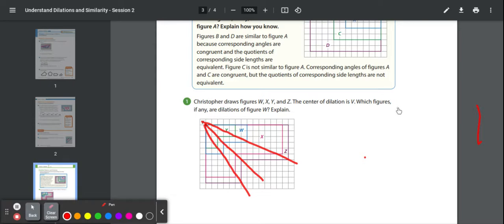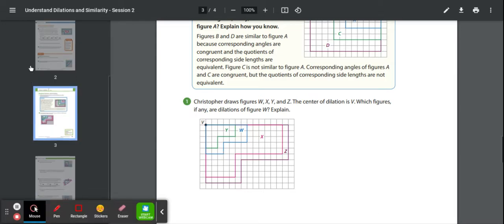Okay. So you need to get a straight edge, a ruler, a folder, something like that, and test those lines. And then over here, write which ones are correct dilations. Okay. So hopefully that helps you on that one.